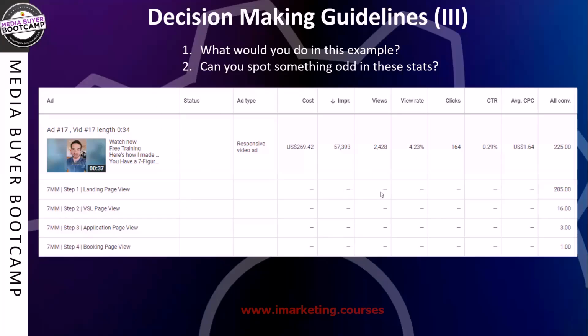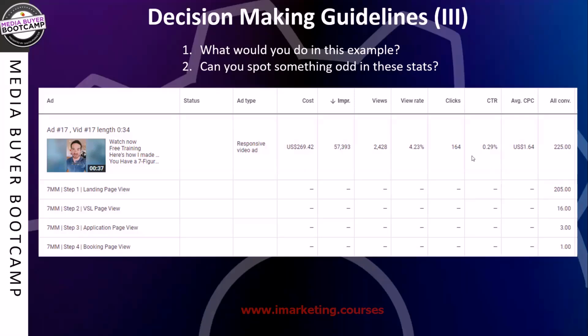Now, can you spot something else odd in these stats? This is my second question. Anyone spot it? No? I'll give you a clue. Look at the clicks column. How many clicks have we got? 164. And yet we've had 205 people hit the landing page. How can we have a situation where we've only had 164 clicks on the ad, but 205 people have hit the landing page? That's impossible, right? Yeah, we've got a problem here.